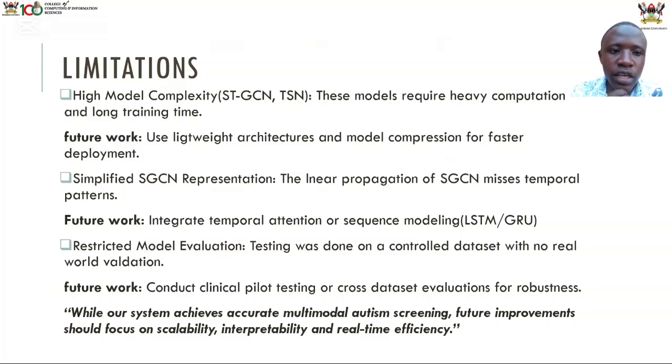Then the limitations we faced. First of all, the models were complex, they required high computational power, they were heavy, especially the STGCN and the SGCN models. Then restricted model evaluation, like testing was done on just this controlled data set. We had to do testing in the real world, on a variety of people. So that is in our future work, conducting testing across populations, not just being limited to this data set.